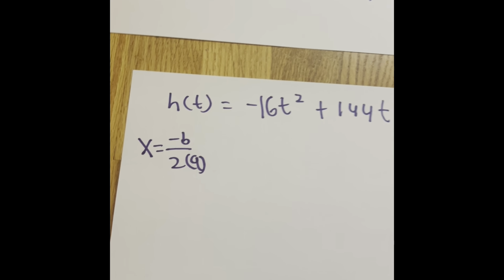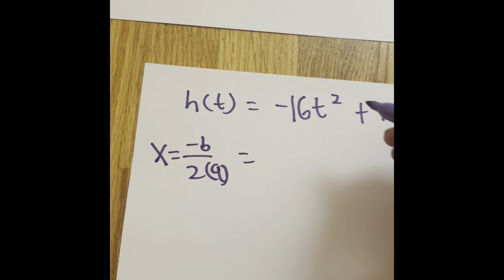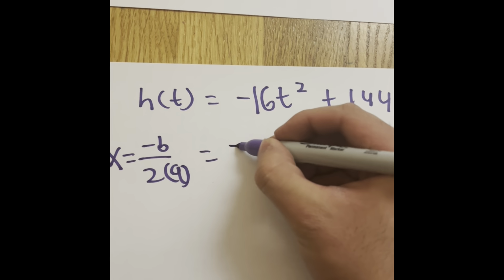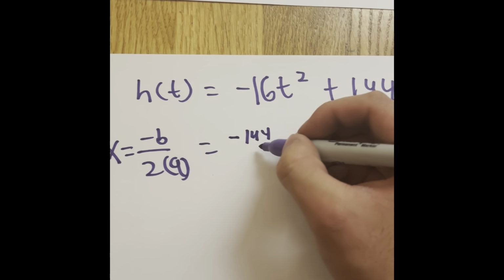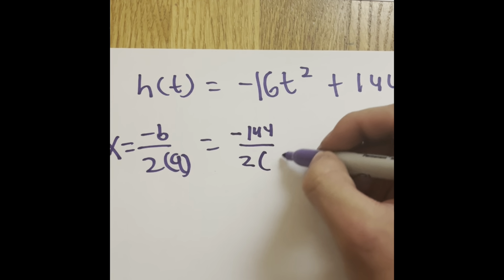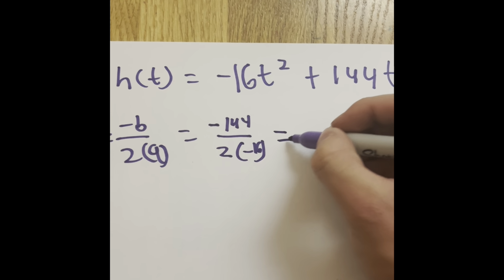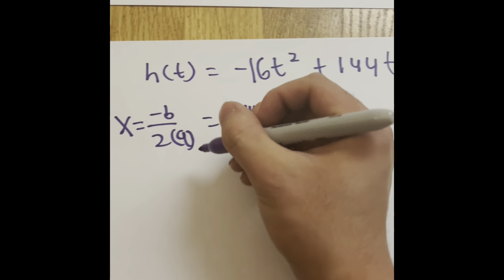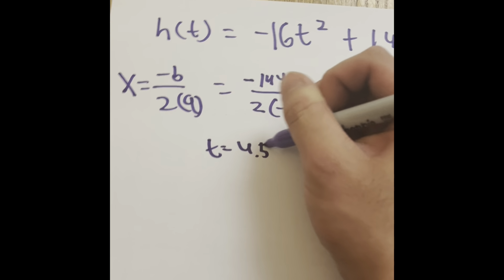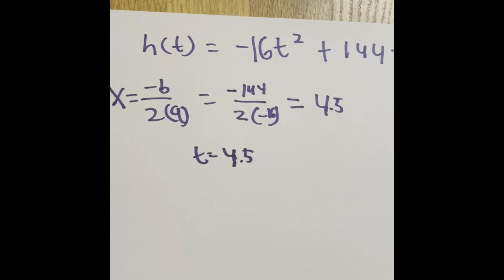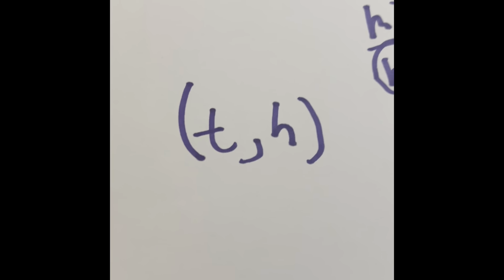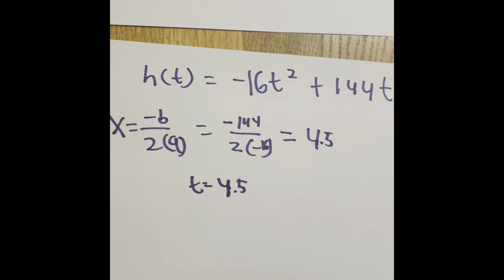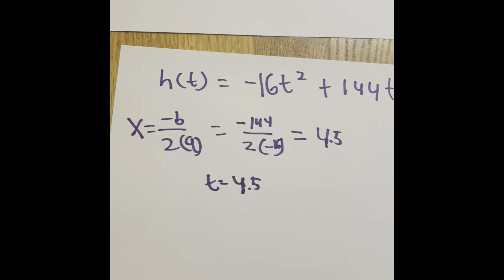Here's what happens. So we have to do, here's our negative b, which is 144. So we have to do negative 144. Divide that by 2, multiply by the negative 16. When you add them all up, you're going to get 4.5. So that is going to be our t equals 4.5. But uh-oh, we're not done yet, because we still need to find the height way over here. We do know that the ball has had a flight time of 4.5 when it reaches its maximum height.